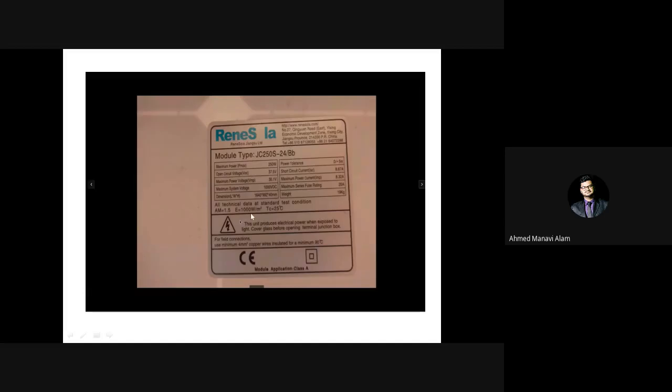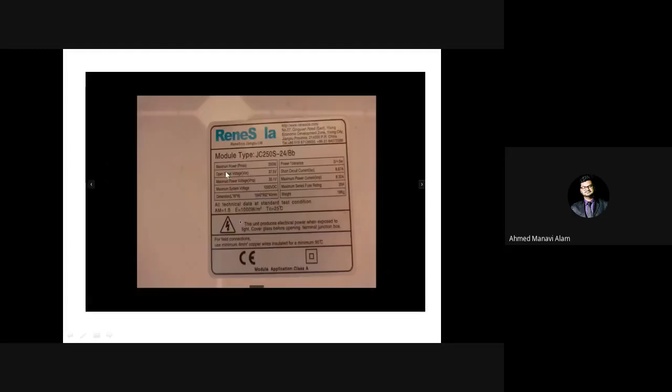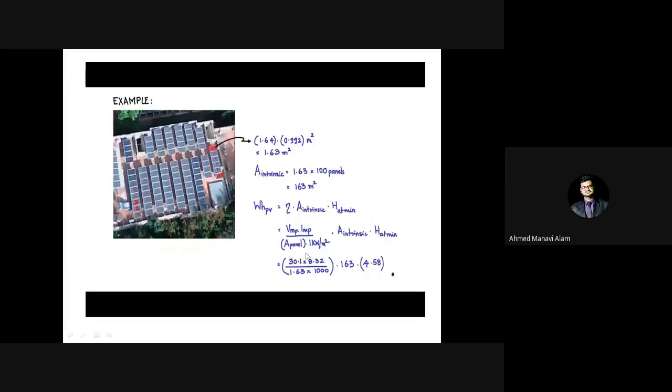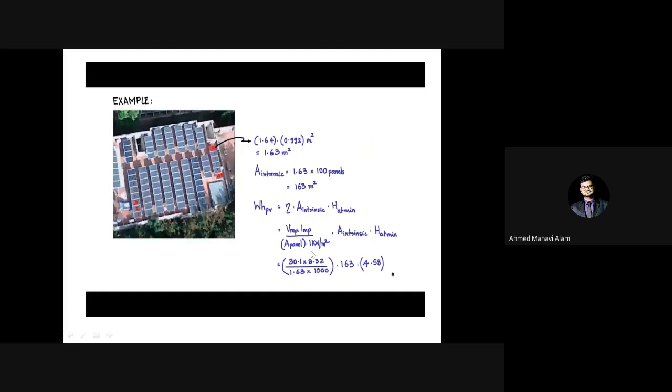Here you can see the standard insolation is given, the standard 1000 watt per meter square, that means 1 kilowatt per meter square. So this is the area of the panel. VMP, IMP: here the maximum power voltage is 30.1, and the maximum power current is 8.32. Area of the panel, and 1 kilowatt is 1000 in units. A intrinsic is 163, HAT minimum is 4.58. These things will be given in the question.